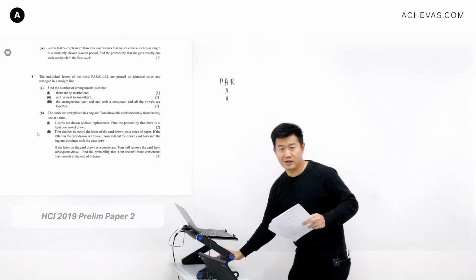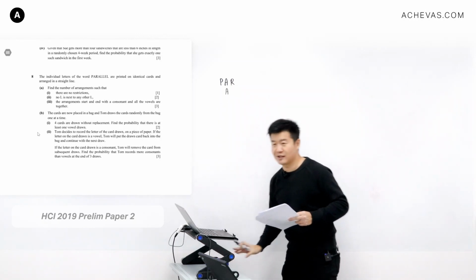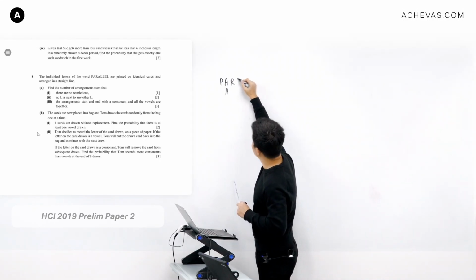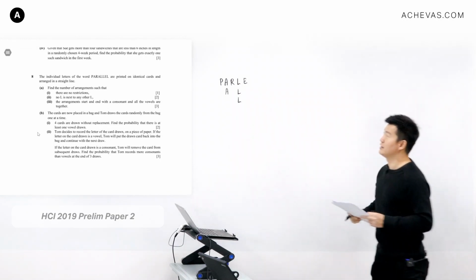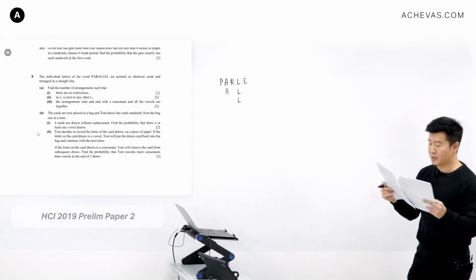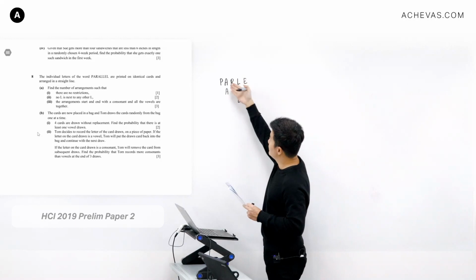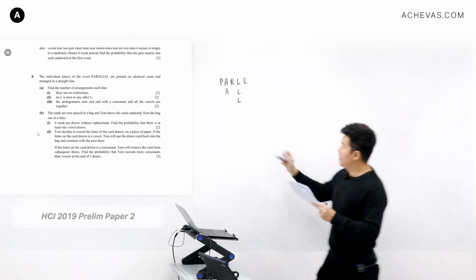Sorry. You know, that's the weird thing about doing this kind of P&C question. Suddenly you don't know how to spell. So anyway, parallel, L-L-E-L. Okay, so at a glance, I know that there are going to be 2 A's, there are going to be 3 L's. Later, the question will be talking about vowels and consonants. So vowels, there are going to be 3 vowels, A, A, E, and the rest 5 other letters, they are the consonants.